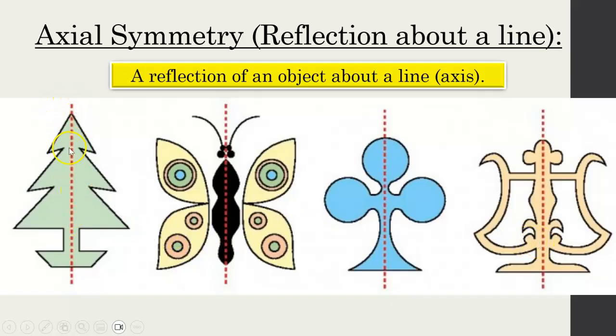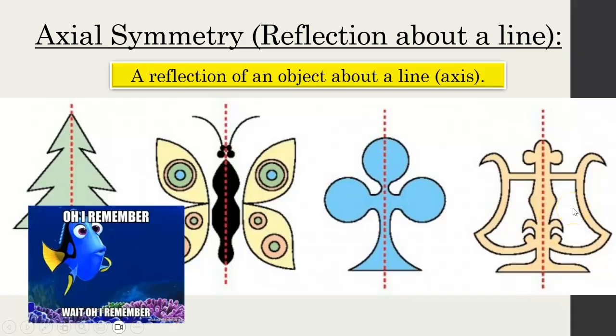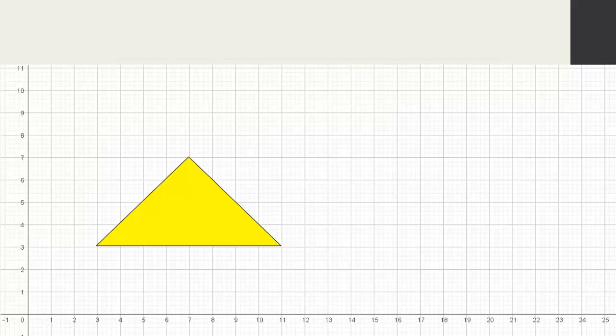So you have a tree. Imagine if I had this cut out on a sheet of paper. If I folded this side over onto this side, it would be exactly the same. That's another way of thinking about axial symmetry. If you fold it over, it should be the exact same image. So this butterfly, if I cut it down the middle and folded this over, it would be exactly the same. This chess, club-looking piece, if you fold it over, it would be exactly the same. And this ornate symbol, if you cut it down the middle, it would be exactly the same. So axial symmetry is just a reflection of an object about a line or an axis.